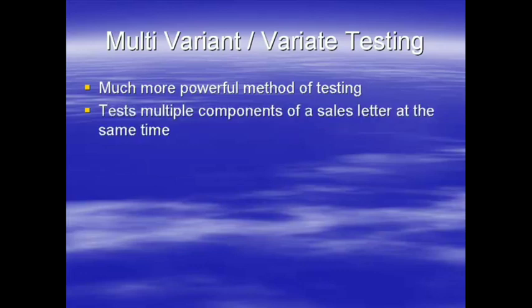Basically, the premise of this is, what it does is it tests multiple components of a sales letter. So you set this software up, you give it all the changes that you want, and then it automatically compares them all, works out itself which ones are the best performing combinations, and ultimately, by the time you get several thousand visitors down the line, it has the best performing sales letter for you.